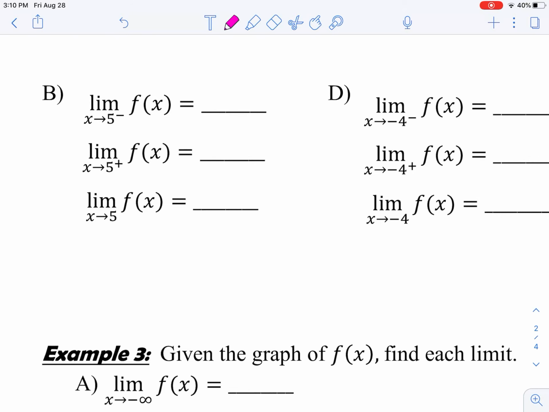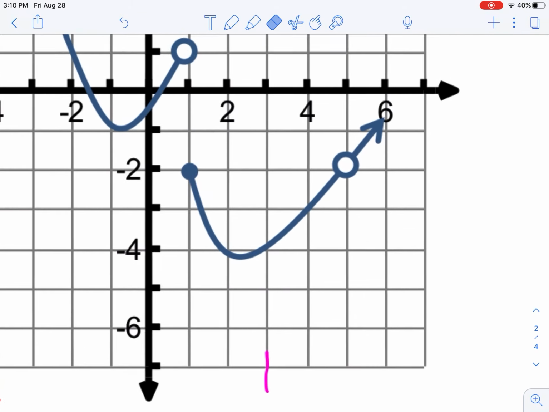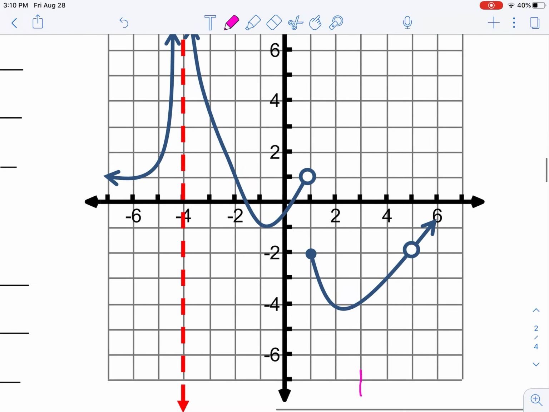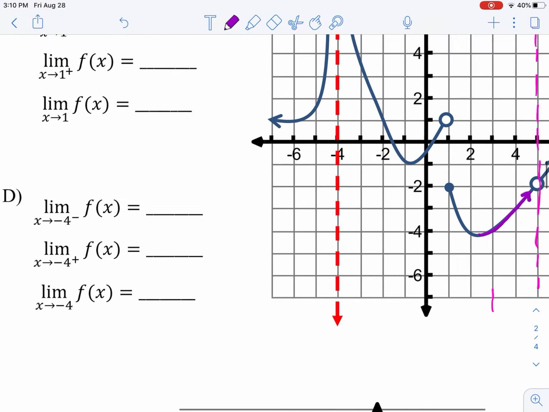All right, let's do B next. Limit as x approaches 5 from the left. Okay, so I'm going to erase everything that I have on here, including this. Okay, so 5. Here's 5 right here. Okay, so I'm going to approach 5 from the left. So here I come, I'm approaching 5 from the left. What value am I approaching? I am approaching the value of negative 2.